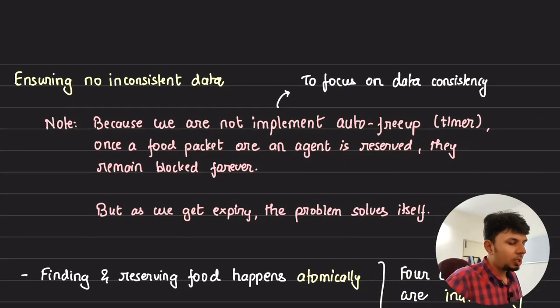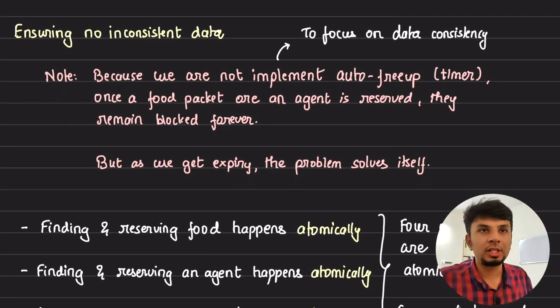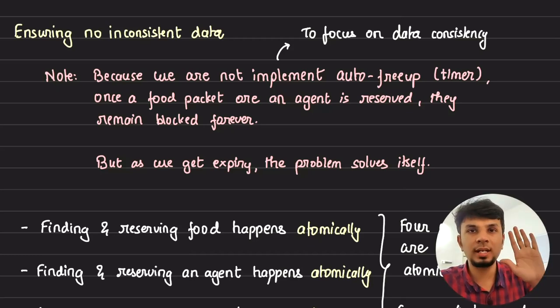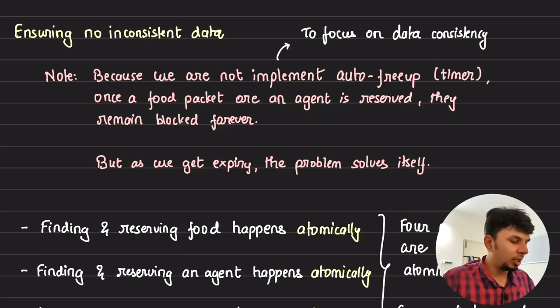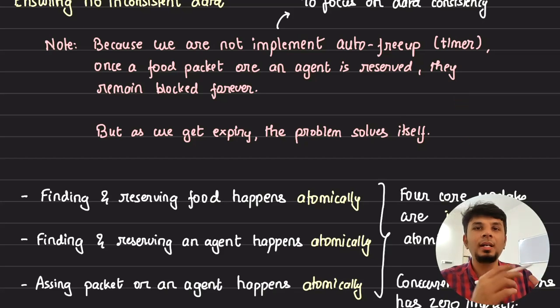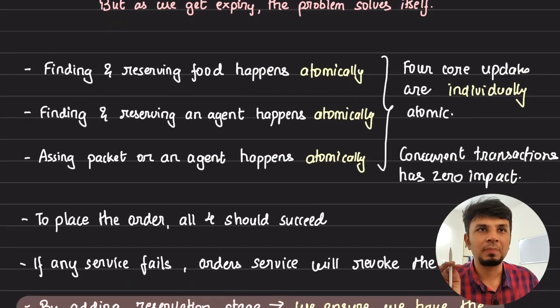Okay. So now, what are we focusing on? We are focusing on ensuring that there is no inconsistent data. No matter what happens, we will not have inconsistent data in our database, right? Our end user experience is not broken at all, right? Because we are not implementing a timer or expiration or auto free up, once a food packet or agent is reserved, they will remain perpetually blocked, right? But having an expiry solves this problem.